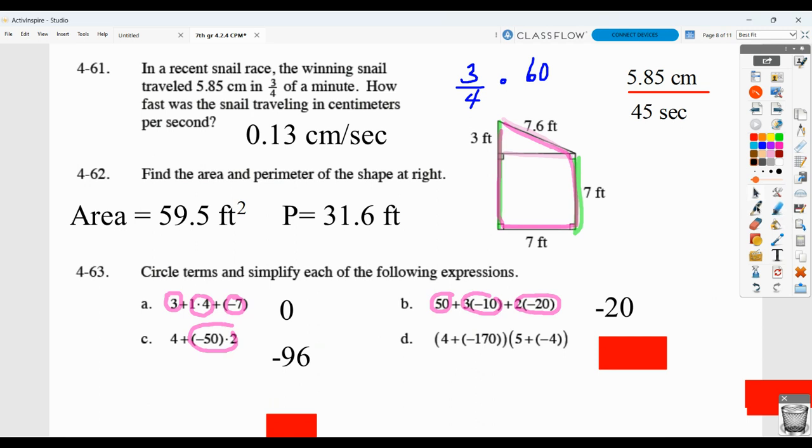And here, oh, and by the way, I should have circled this as a term. Here, we basically are going to take 4 plus negative 170, which is negative 166. 5 plus negative 4 is just 1. So negative 166 times 1 is negative 166.